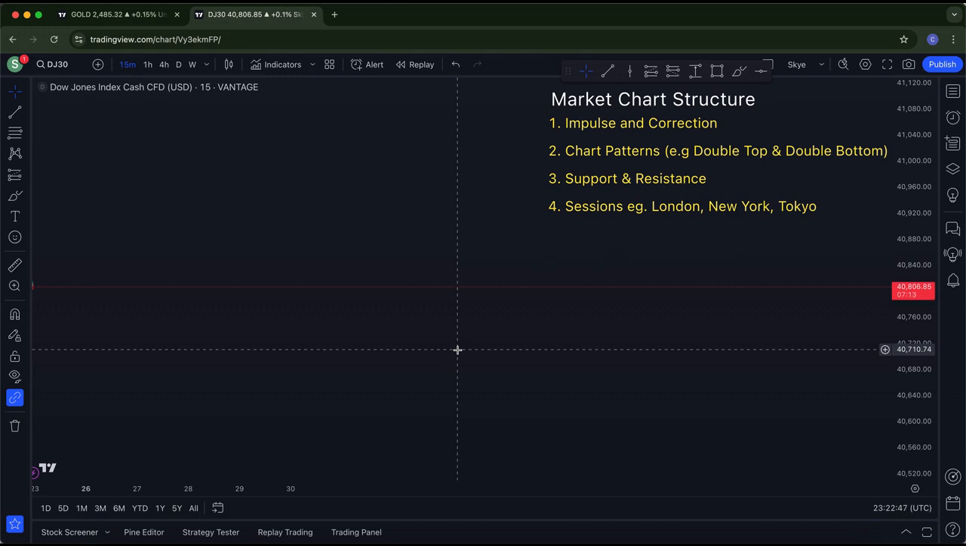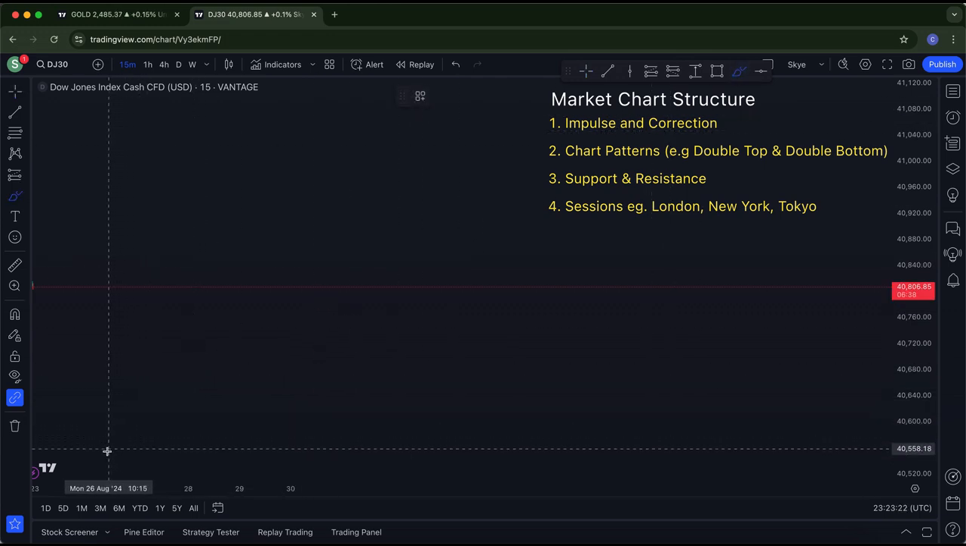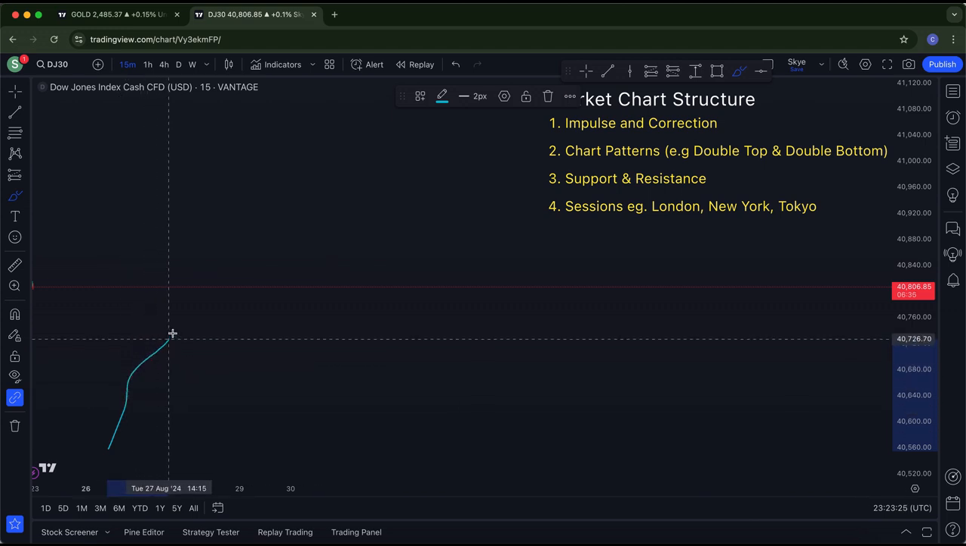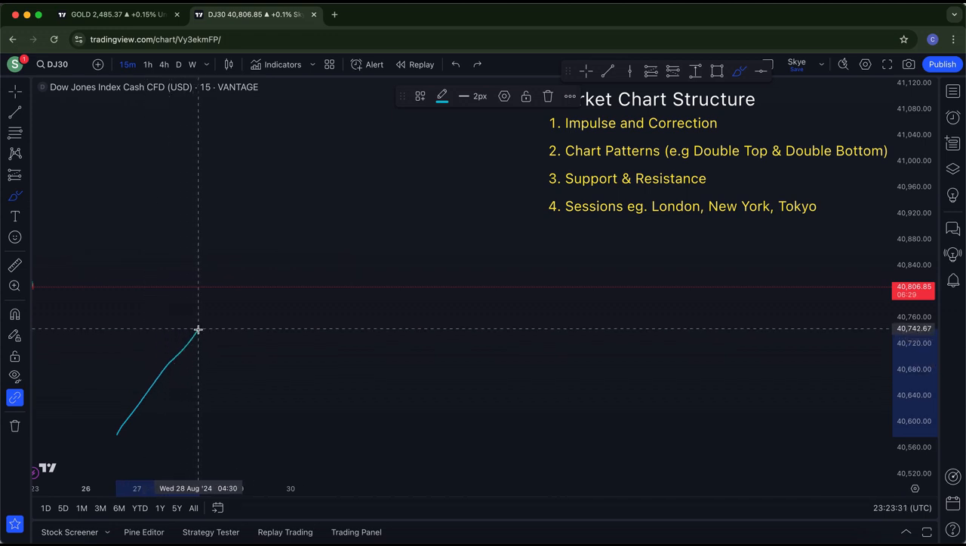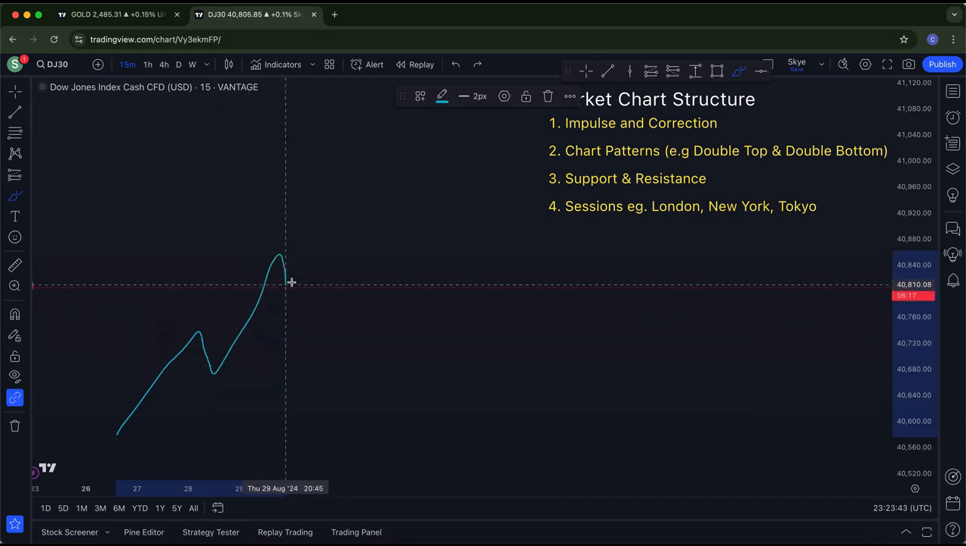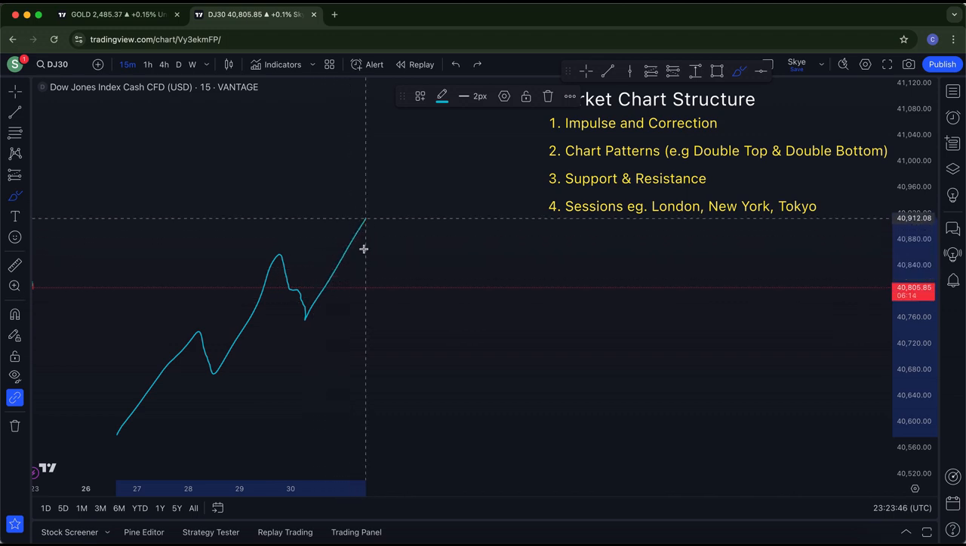Impulse is a strong directional movement in the market. It can be either up or down. Correction is a temporary pause or reversal in the trend. For example, in the market, you may see price move very strong like this. Then for some hours or minutes, you can see a few corrections. Then you see a bigger movement, another correction, then a bigger movement, another correction, a bigger movement. We always see this in every market.